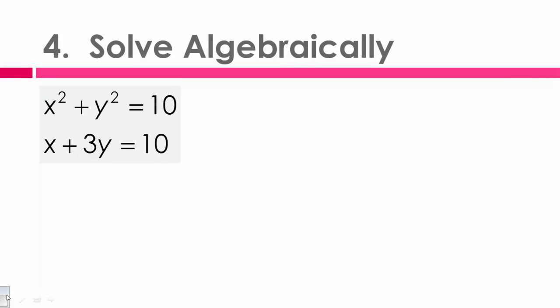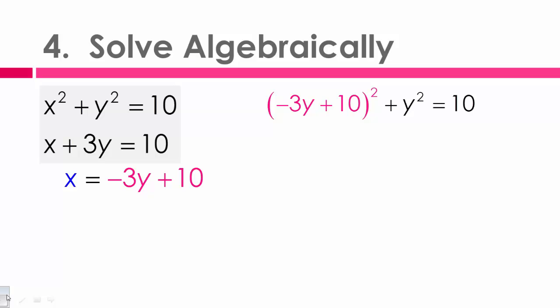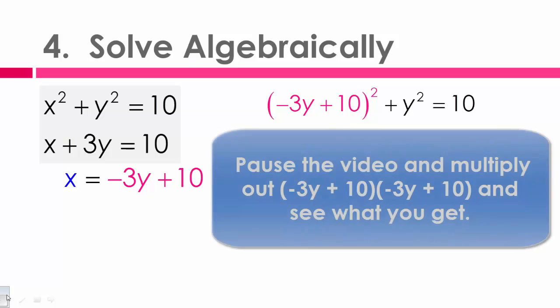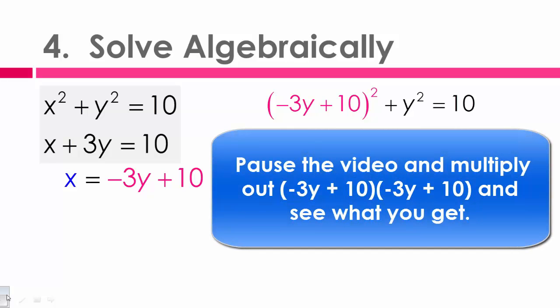One more. We have a circle and a line. It looks like it's going to be easiest to solve for x on this linear. Subtract the 3y. Now take -3y plus 10 and substitute it where the x is in the circle equation. You're going to have to distribute -3y plus 10 times -3y plus 10.